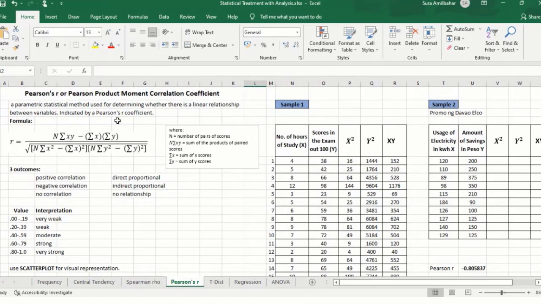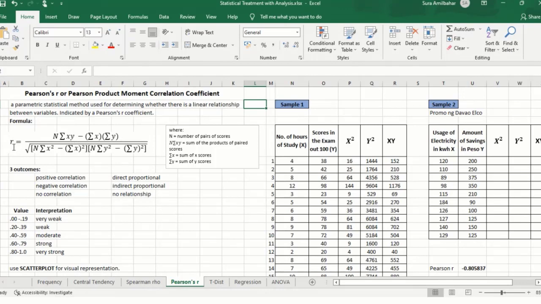Pearson's r, or the Pearson product moment correlation coefficient. This is a parametric statistical method used for determining whether there is a linear relationship between variables, indicated by a Pearson's r coefficient. So again, is there a relationship between two variables x and y? The same thing as Spearman rho. It's just that the type of variable now is parametric, meaning either interval or ratio.